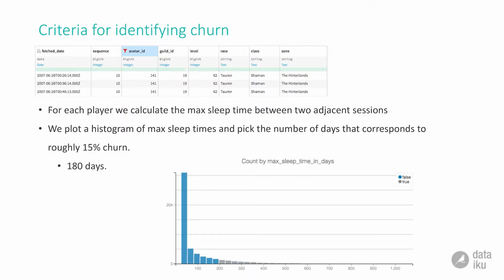And that corresponds to 180 days, which we can kind of cross-check just intuitively. That's about half a year, 6 months. Again, that seems kind of reasonable that if someone hasn't logged in for 6 months, it's not clear we want to consider them an active user anymore.